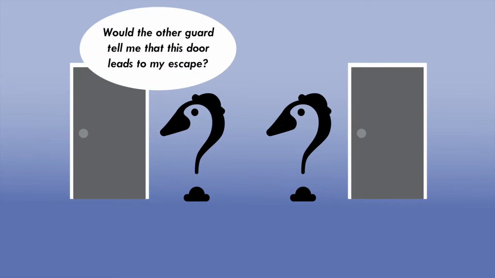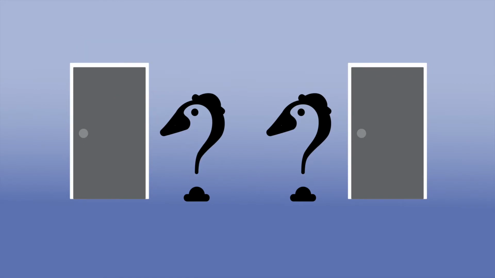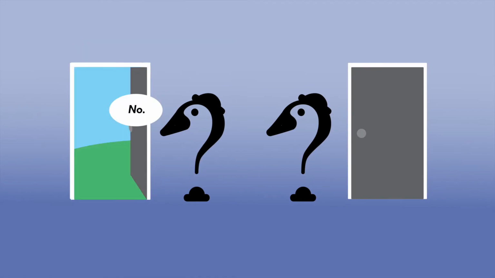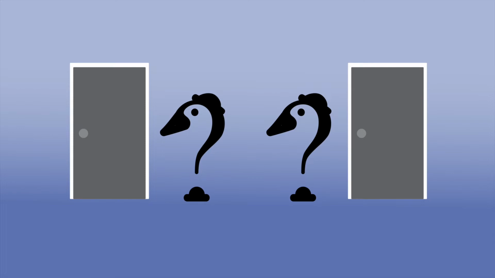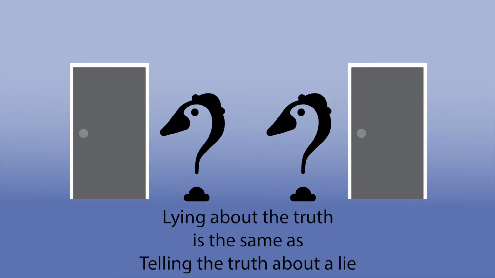You can ask, would the other guard tell me that this door leads to my escape? If you happen to have picked the lying guard, he'll do his thing and lie about what the truthful guard would say. He'd say, no, he'd definitely say this is the wrong door. If you pick the truthful guard, he'll do his thing and tell you the truth about the liar. Say, no, he'd definitely tell you this one is the wrong door. Either way, the answer you get will be wrong. So it doesn't matter which guard you ask, you just have to do the opposite of what they tell you. This solution works because lying about the truth is the same as telling the truth about a lie.